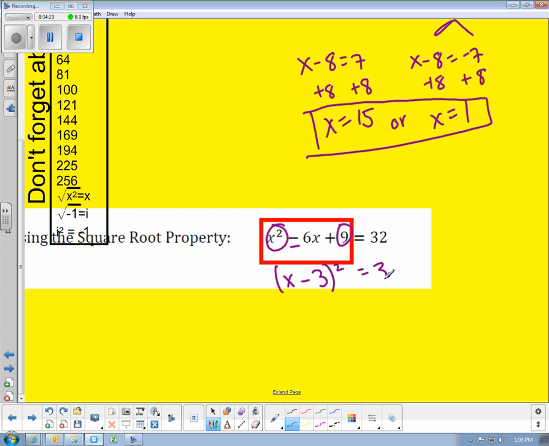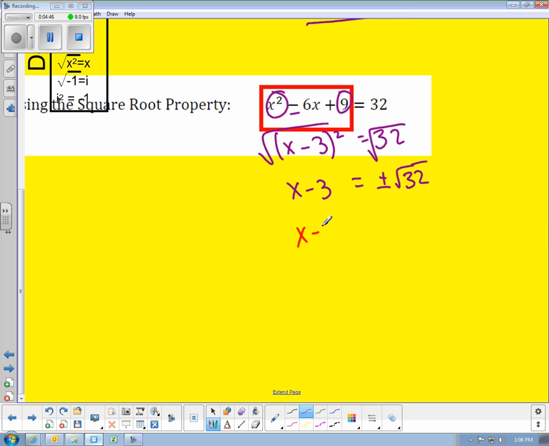But now 32 is no longer a perfect square. So when I take the square root of both sides, I'm left with x minus 3, but I also need to simplify that radical. It's plus or minus the square root of 32. Well, 32 can be split into 16 and 2.